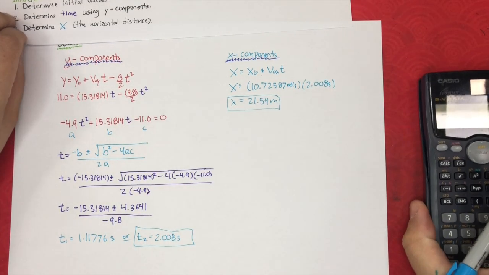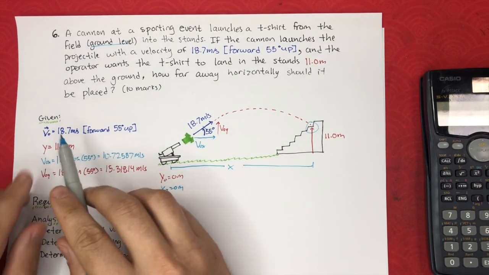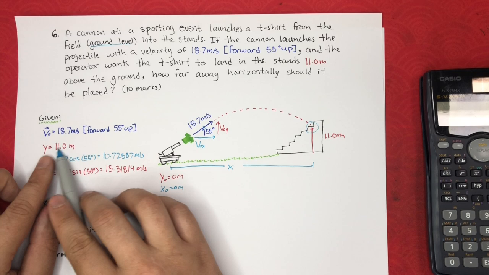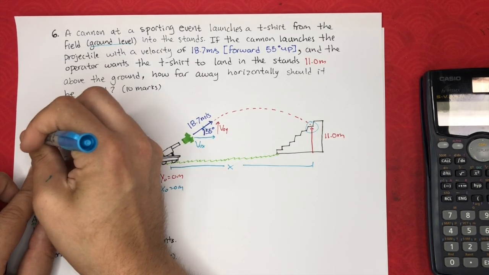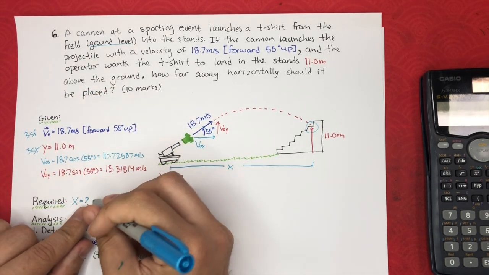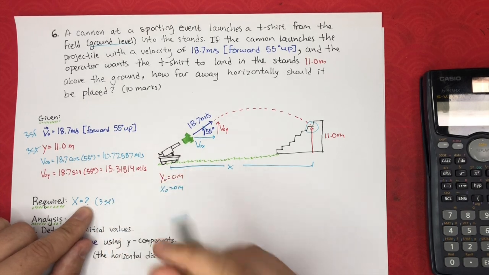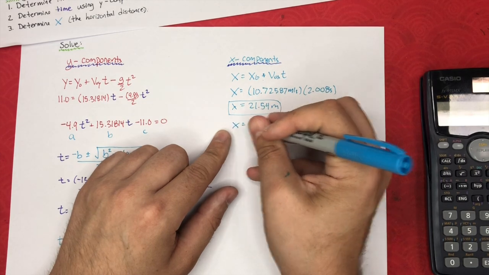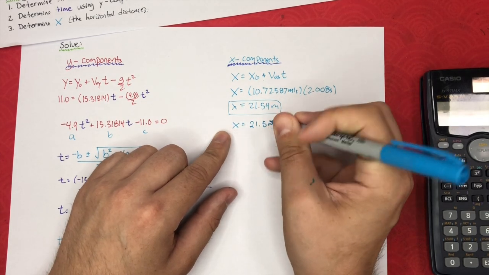We need to take into account significant figures. The initial given value of the velocity had 3 sig figs. The y had 3 sig figs. So 3 sig figs, 3 sig figs. So the final x position should have 3 sig figs as well. So let's round that. That's going to be x is equal to 21.5 meters.